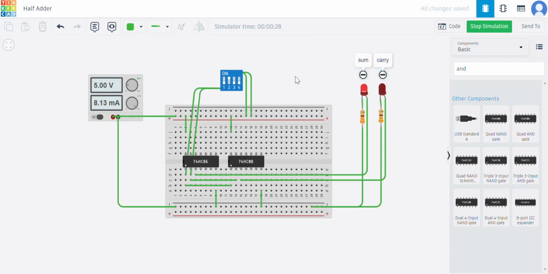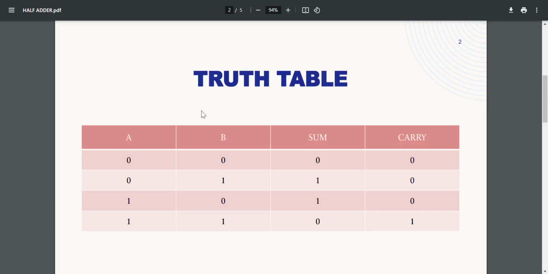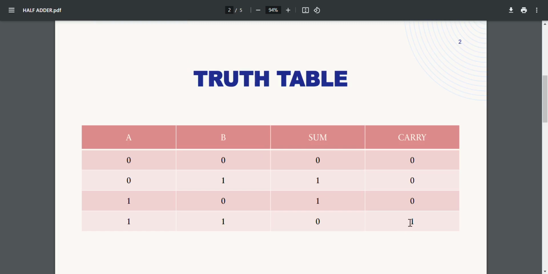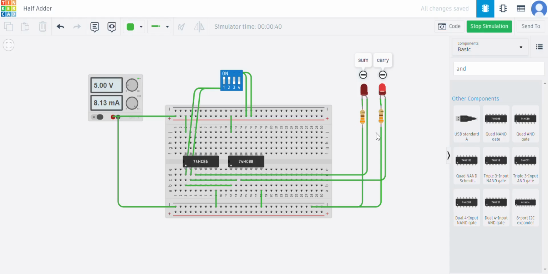Now for 1 and 0, again the sum becomes 1 and carry is 0. Similarly, we can verify it from the truth table. For the last input, A and B both are high. So sum becomes 0 and carry becomes 1. And we can verify it from the truth table. So we have verified it from the truth table, and we have made the circuit for the half adder, and this is what it would look like.